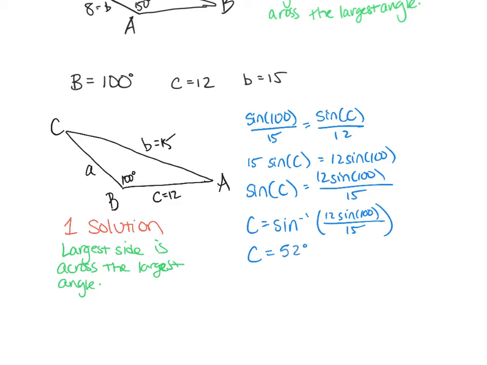Remember, round to the first decimal place, but this turned out kind of nice. So this will be 52 degrees. And now that we have two angles, we can say, let's just subtract what we know from 180 degrees.